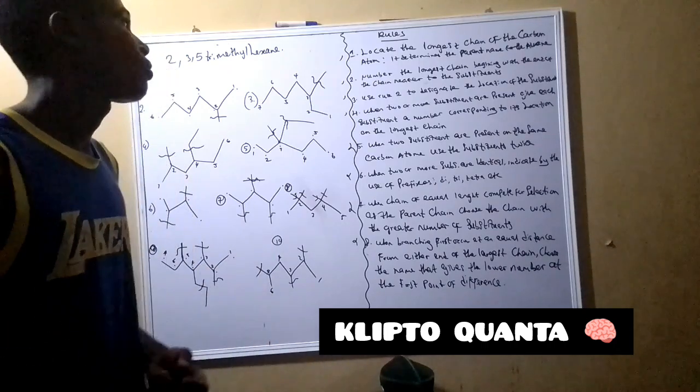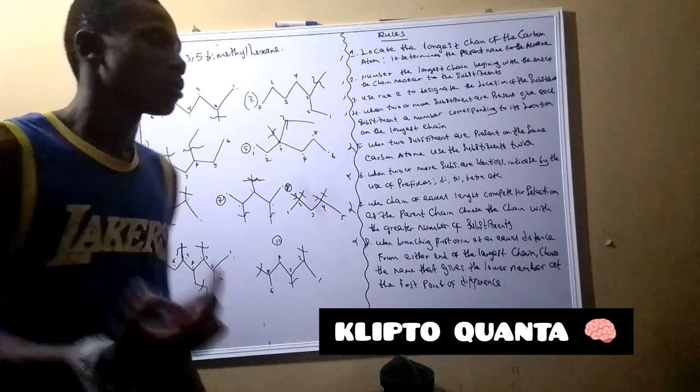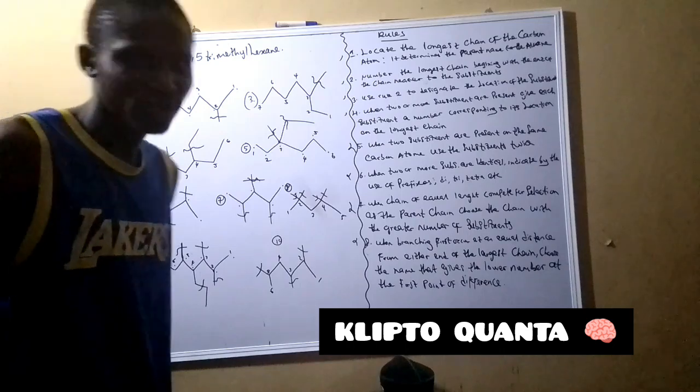So that is how to name a normal alkane with a normal substituent. So you guys should follow up for naming heteroatoms and other organic compounds.